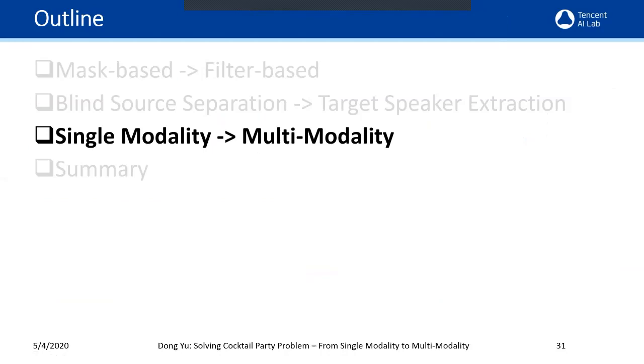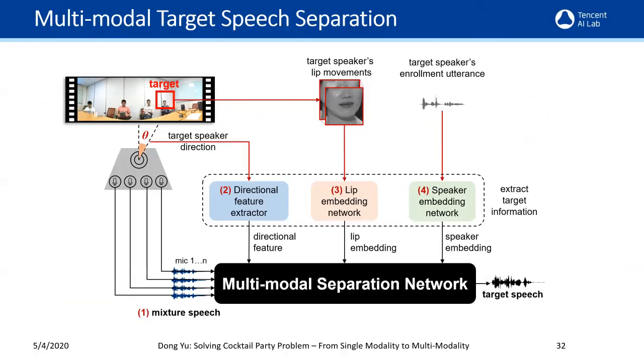Now let's move to the last part of my talk. I just mentioned that you can use speaker embedding to extract the target speaker's speech. However, when we remove the single modal restriction and assume access to multimodal information, we see greater potential. In the figure, we can see that in such a system, there are at least 4 possible inputs: the multi-channel mixture speech, the directional feature extracted from video and audio, the lip movement from video, and the speaker embedding from audio.